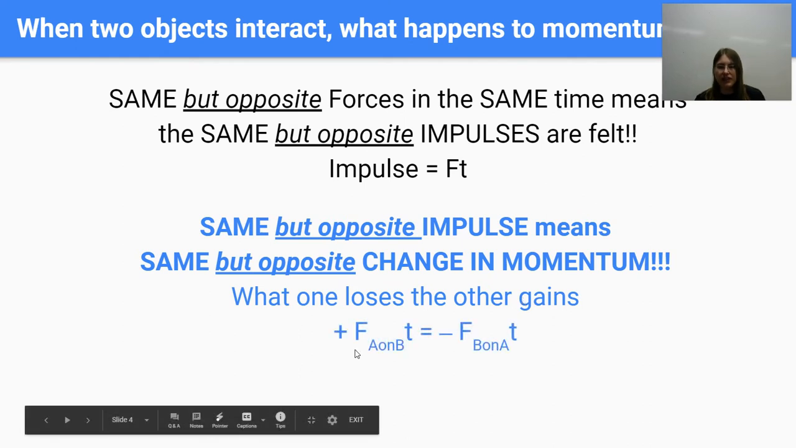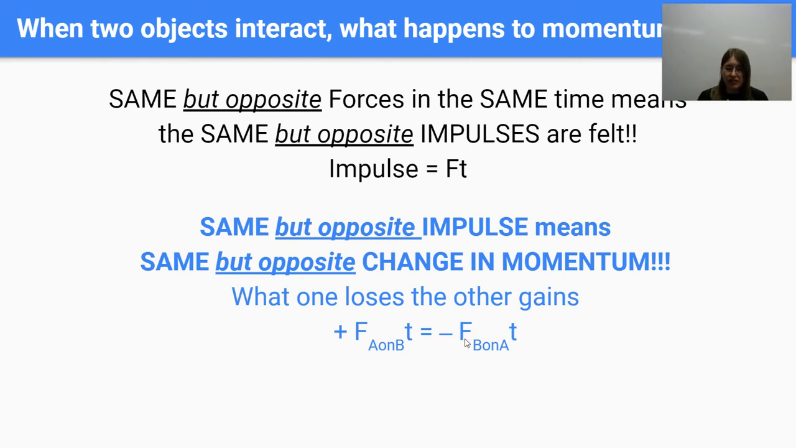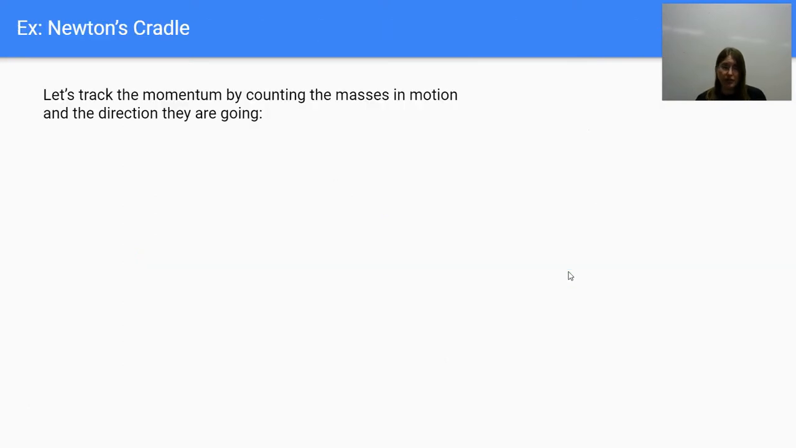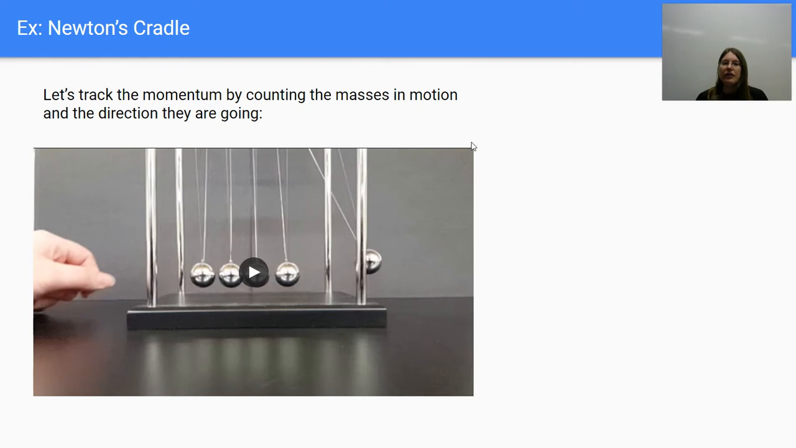So it looks kind of like this. We have a positive force of A on B for a specific amount of time, and then we have the negative direction force of B on A for a specific amount of time. So one of them is going to gain momentum and the other is going to lose, but it's going to be the same amount. Yeah? So it causes the same total change in momentum. So let's look at some examples and track this with official notation.